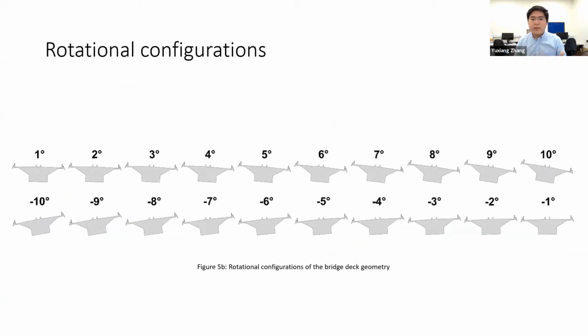Like the wind tunnel test, there are 21 configurations in the CFD simulations, each of which simulates the bridge deck with a different angle of attack, ranging from -10 degrees to +10 degrees with an increment of 1 degree.